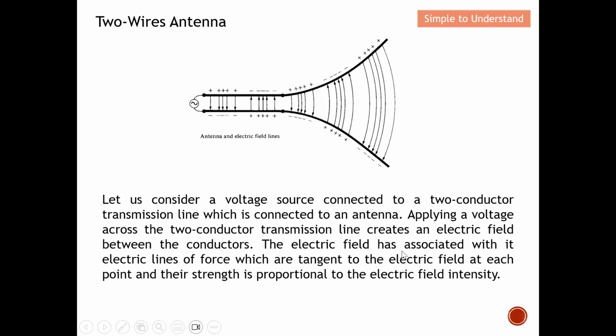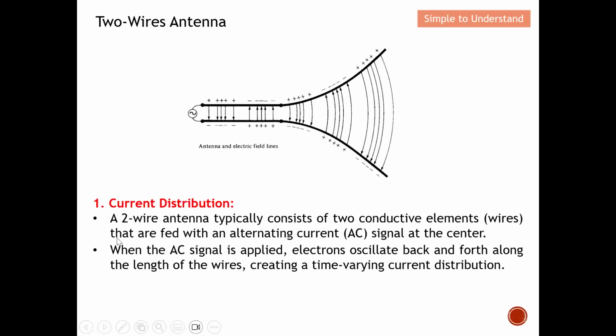The electric field has associated with it electric lines of force, which are tangent to the electric field at each point, and their strength is proportional to the electric field intensity. Let's build a little understanding of two-wire antenna radiation. Let's come to the current distribution.